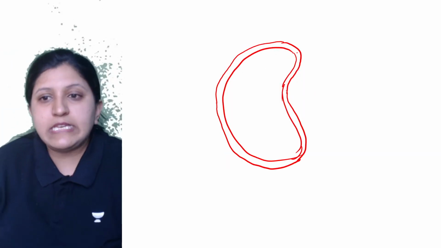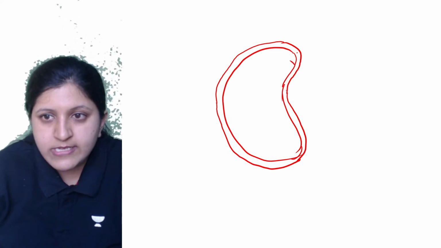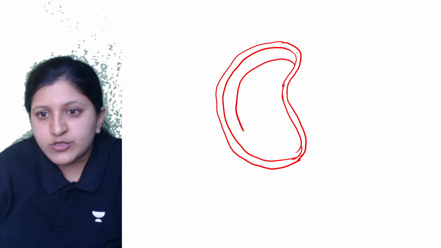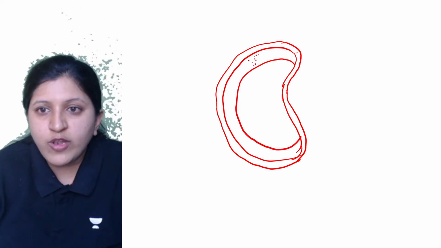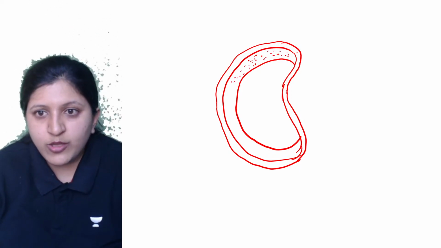Now this is a kidney that you are drawing, and you need to make a partition here. The outermost one is the cortex layer. This one over here will show you the cortex. All you need to do is draw a dotted structure. Dots are what you need to draw.